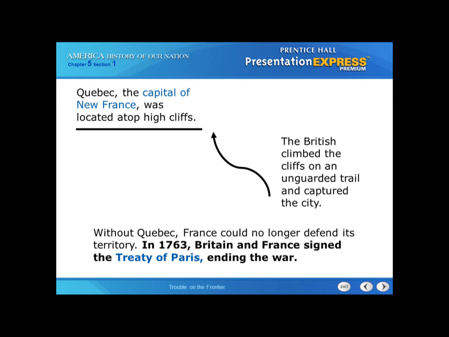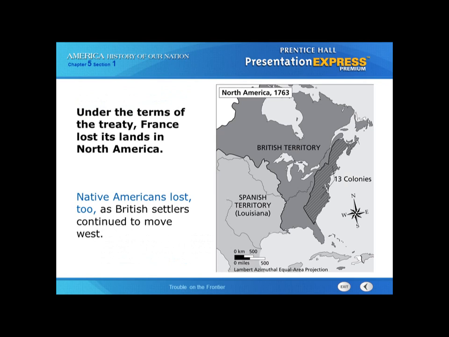In 1763, Britain and France signed the Treaty of Paris, and this ended the war. Under the terms of the treaty, France lost its lands in North America. So this is huge. Again, if you look at the map here, you have the 13 original colonies, which I'm showing you. You've got the Spanish territory, and this currently is under Spanish control. But Britain, they gained everything where I'm showing you here.